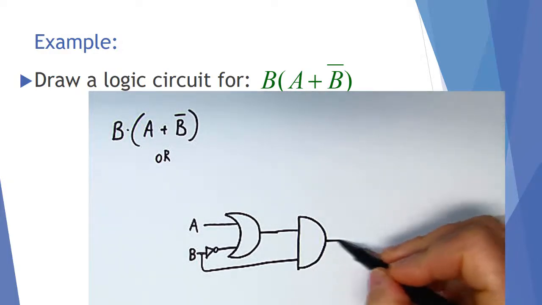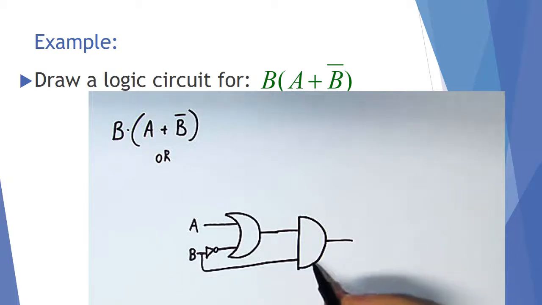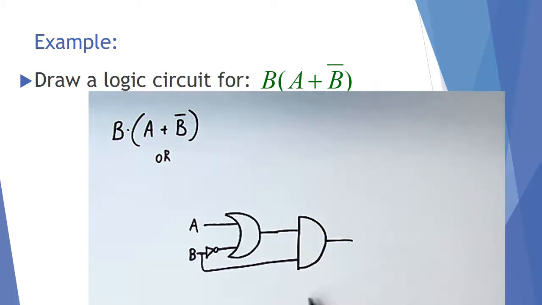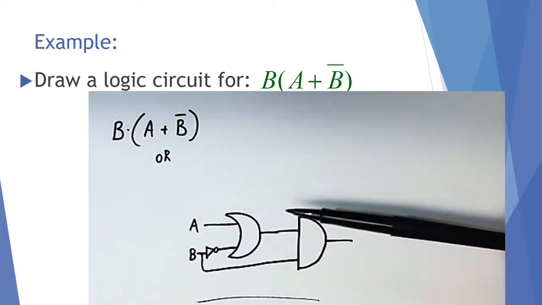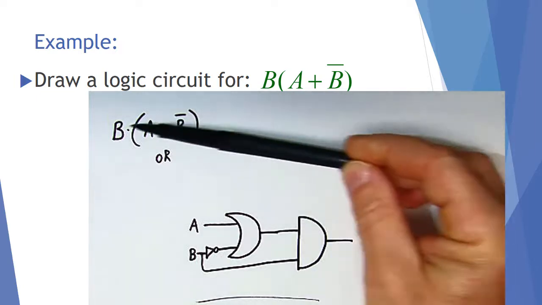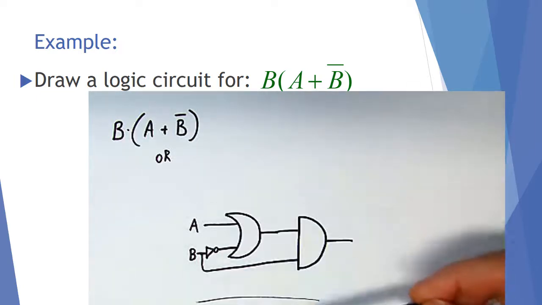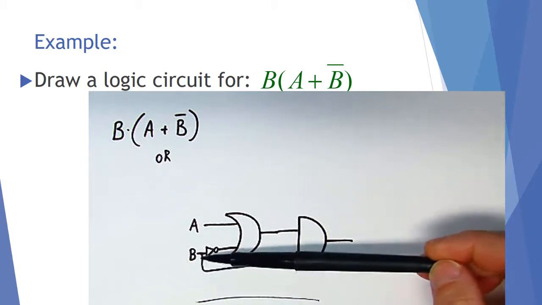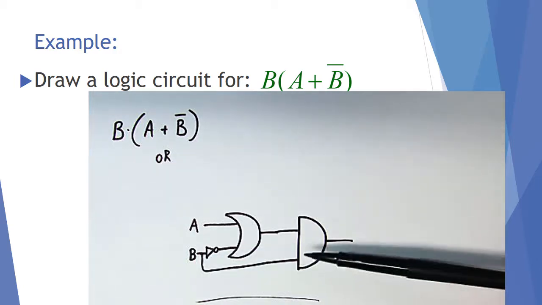So this AND gate gets triggered by having B and the outcome of A or not B, and we've drawn our logic circuit. Be careful there, because a common error is to think that this B and that B are going to be different B inputs, but each letter should only be represented one time, and we should tap off of it other places where that input is needed.